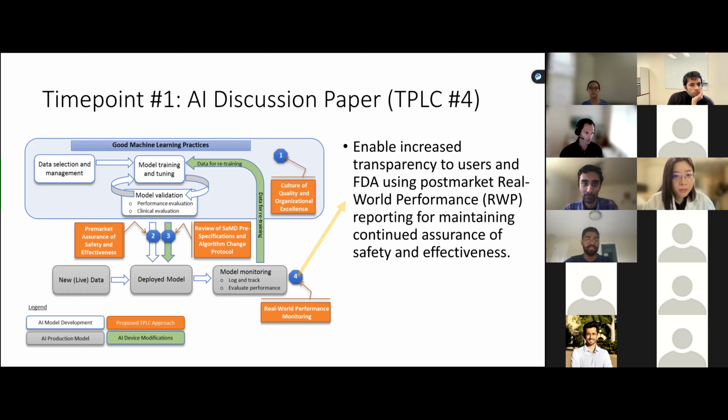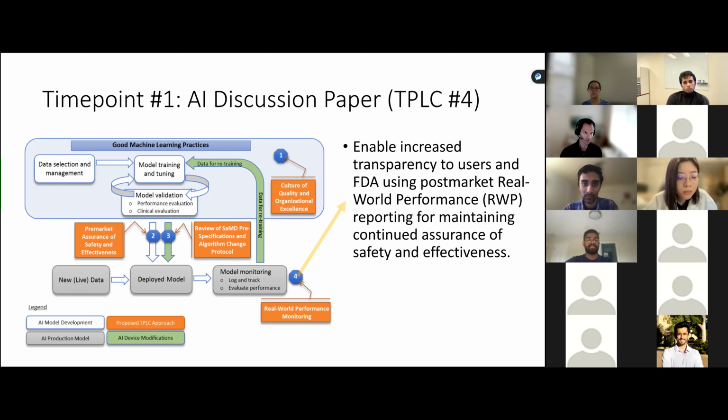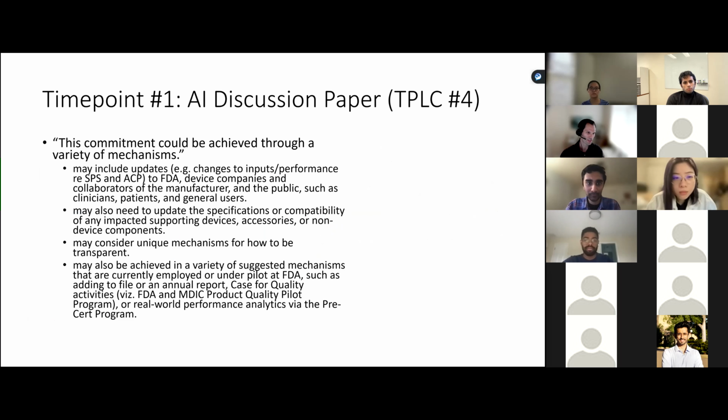Okay, and then element number 4, the final part of this TPLC, is just real world performance, which again is a big component that FDA is building out, not just for AI, but for digital health altogether, where they provided, unfortunately, rather vague information here. So they say, look, we're going to require you to make some real world performance commitments. We believe it could be achieved through a variety of mechanisms. And so here's the mechanisms they propose. And they're not especially clear at this point.